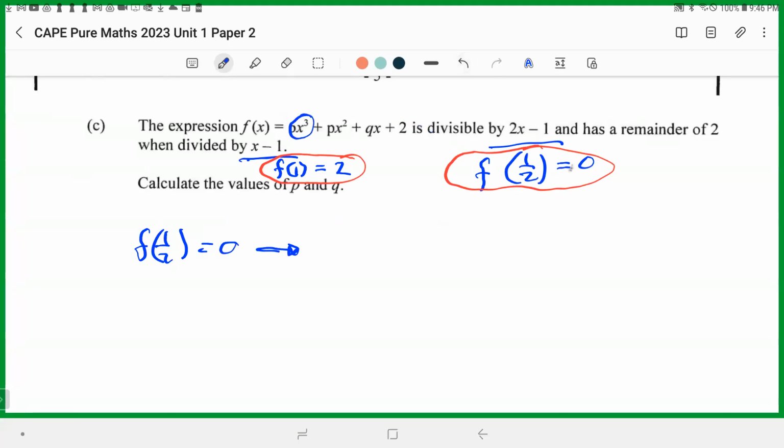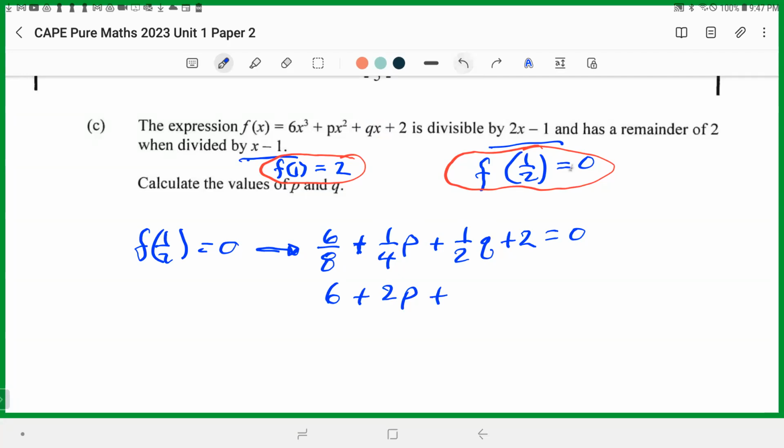So a half in that gives us 1 over 8. So we're going to get 6 over 8. A half in this gives us a quarter. So we're going to get a quarter p. A half in this is going to give us half q. And then we have the plus 2, and this is equal to 0. I don't want all that fraction all over the place. I'm going to multiply by 8 first. I'm going to multiply 2 by 8 first. I'm going to get 6 plus multiply this by 8, I'm going to get 2p. Multiply this by 8, I'm going to get 4q. Multiply this by 8, I'm going to get 16 equals 0.